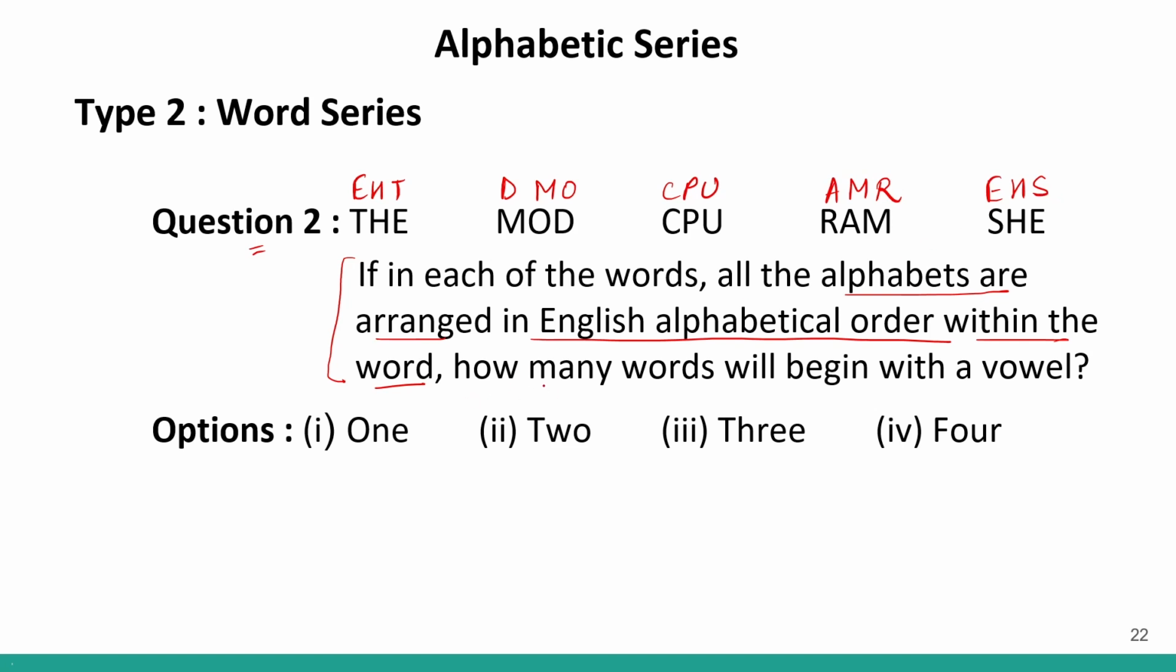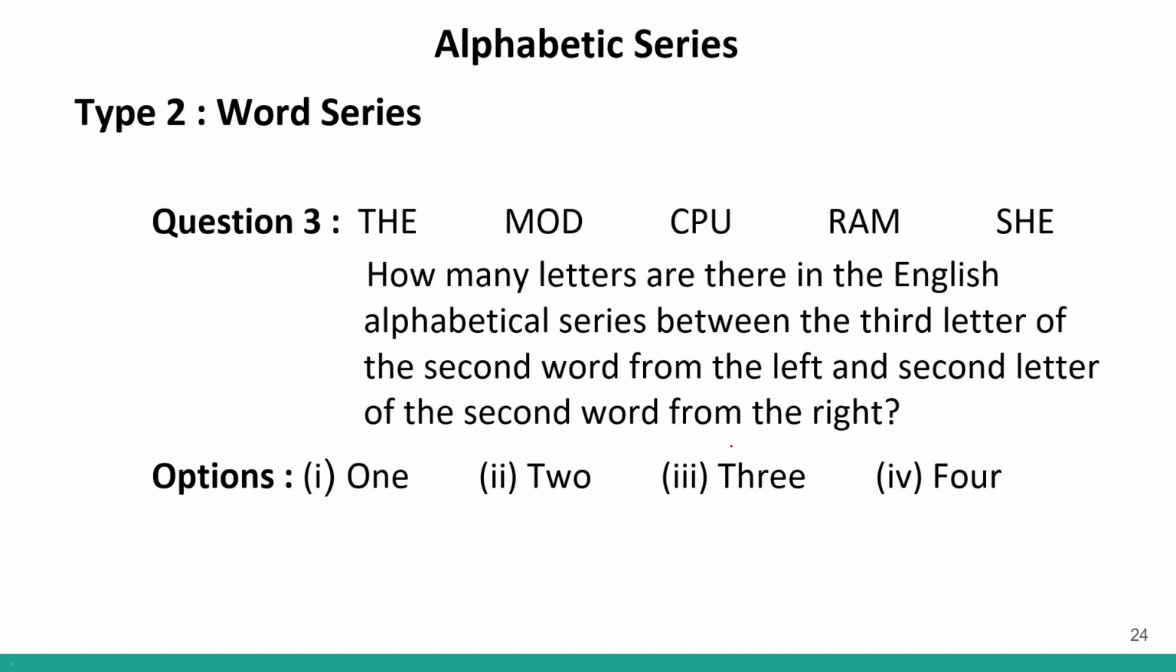We have to find out how many words will begin with a vowel. So if I look over here, this begins with a vowel, then this begins with a vowel and this begins with a vowel. So how many words begin with a vowel? 1, 2 and 3. 3 words begin with a vowel. Therefore, my answer will be option number 3, 3. Clear?